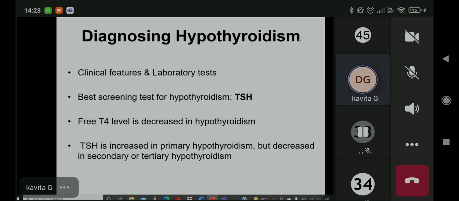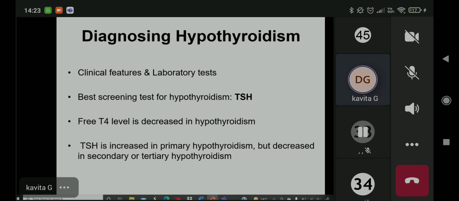How do you diagnose hypothyroidism? First of all, you're going to see the clinical features which are going to make you suspect this. The second is the lab tests, and the best test obviously is TSH. So you order a thyroid function test. In that, you get your TSH as well as T3 and T4. These are all serum tests, so you're going to collect the blood sample in a yellow vacutainer or a red vacutainer in order to get serum. Now, free T4 level is decreased in hypothyroidism.